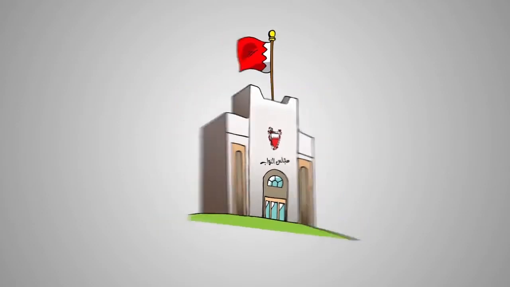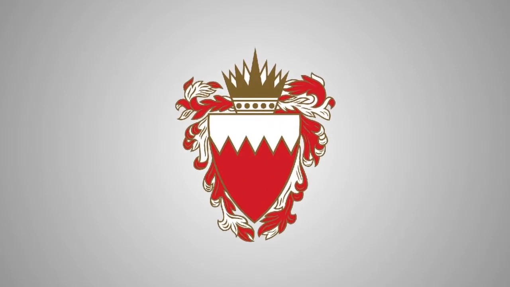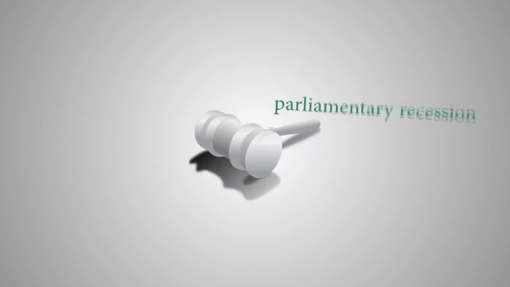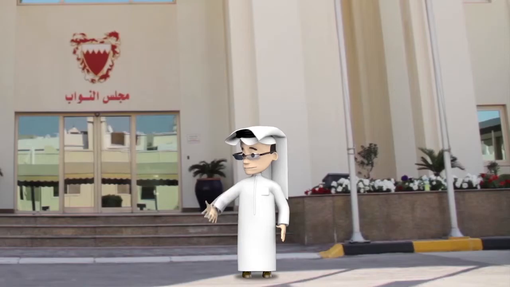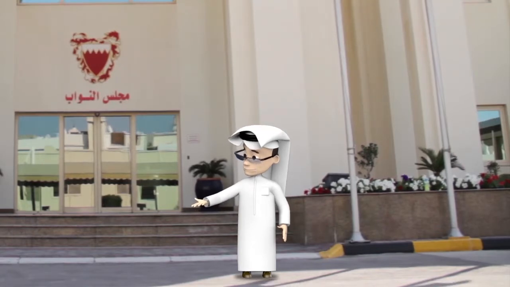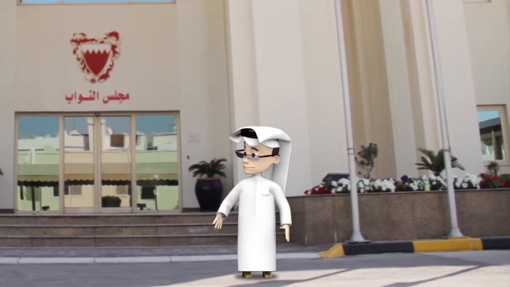It continues for 4 parliamentary sessions, each for a minimum period of 7 months. The legislative term ends by a royal order. After that, the parliamentary recession begins for a minimum period of 4 months, after which parliamentary elections take place once again. Do you know, Emma, that the members of the Council of Representatives meet every Tuesday and that is called a session? Let us visit the place where the members of the council meet.